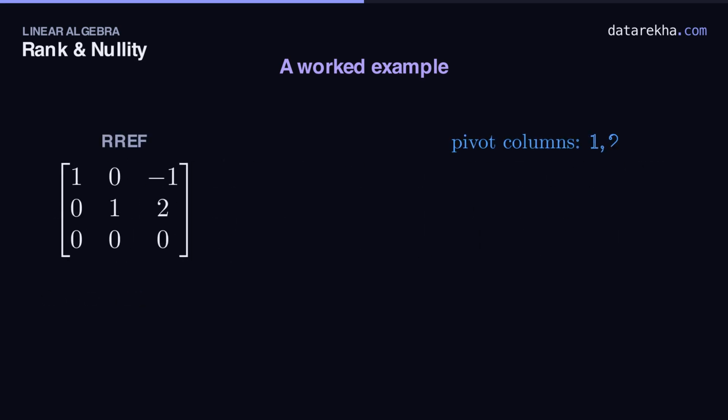Now just read it off. Pivots sit in columns 1 and 2, so the rank is 2. The matrix has 3 columns, so n is 3. And rank nullity hands us the nullity for free. 3 minus 2 is 1. 1 free direction, so we expect the null space to be a single line.